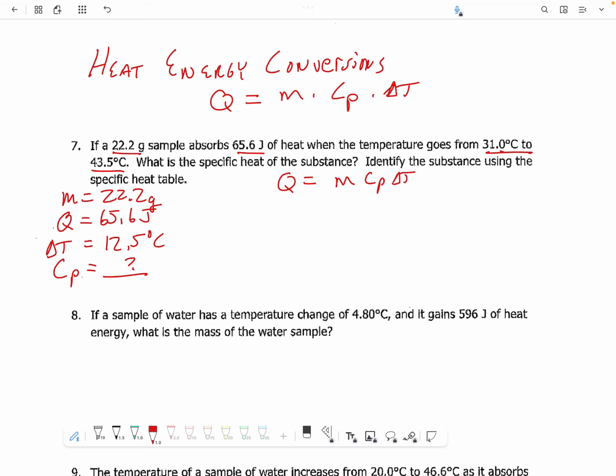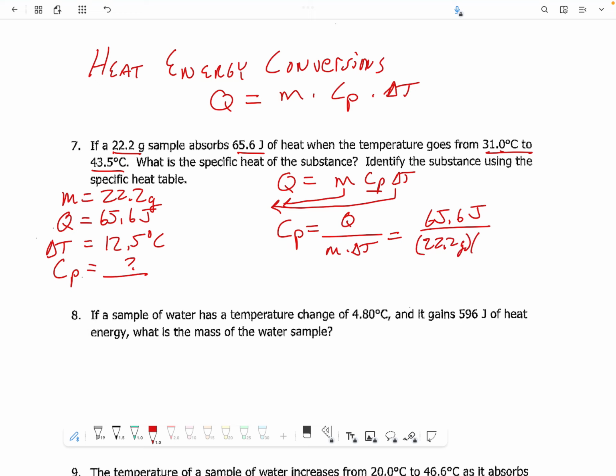But first, before I do that, I'm going to rearrange the equation to solve for my specific heat. So we're going to want to move that mass over here and the temperature change over here. And so what we're going to do is arrange it like this. My Q on top, my mass times my delta T on the bottom. My Q on top is 65.6 joules. Mass is 22.2 grams. And my delta T is 12.5 degrees C.